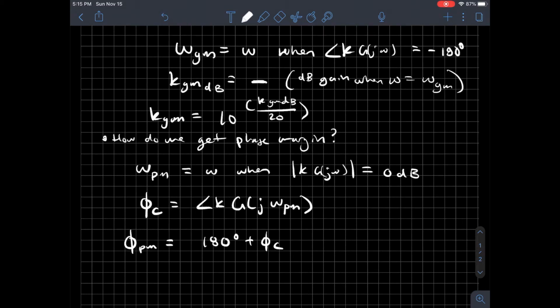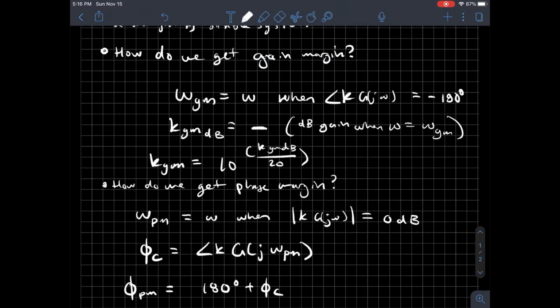So in other words, I'm going to find out the frequency in radians per second when my magnitude plot crosses 0 dB, and then I'm going to go down to my phase plot and find the value of the angle at that point. Whatever that angle is, I will add 180 degrees to it, and that will be phi PM. To recap, that is the change in phase that the system can stand before becoming unstable.